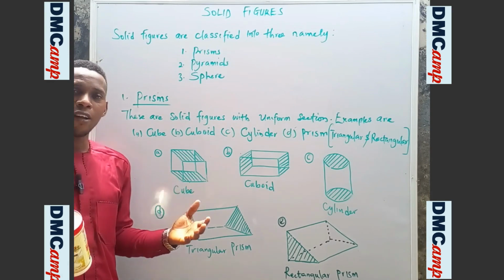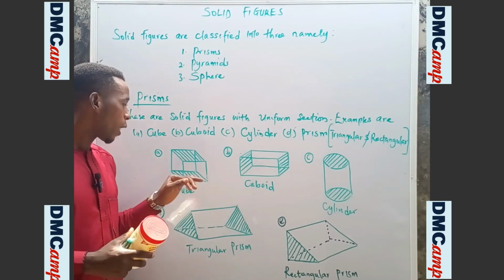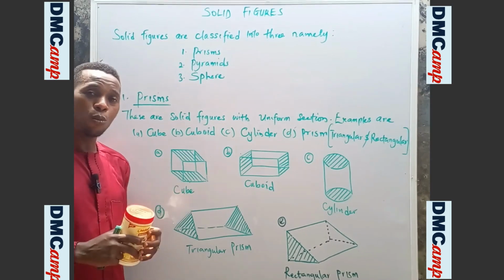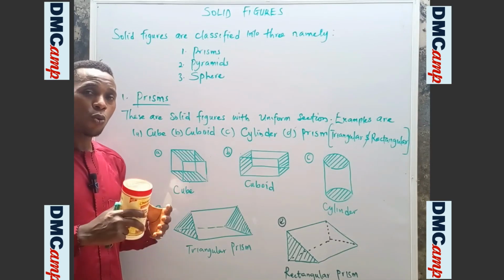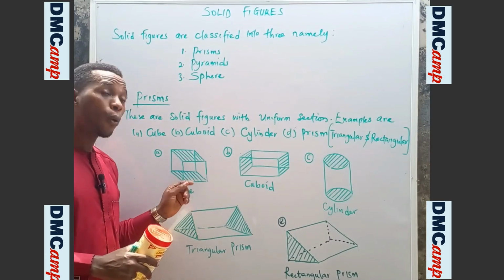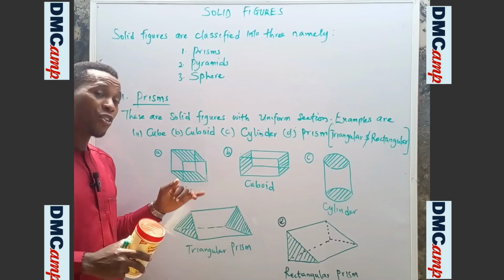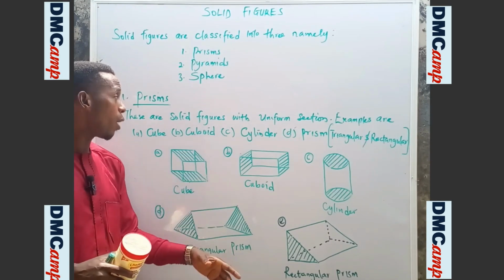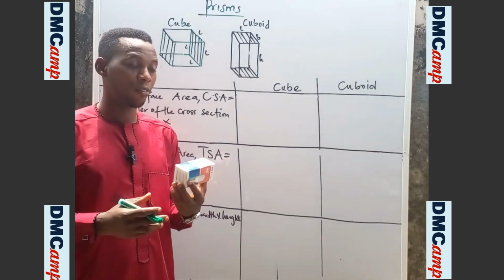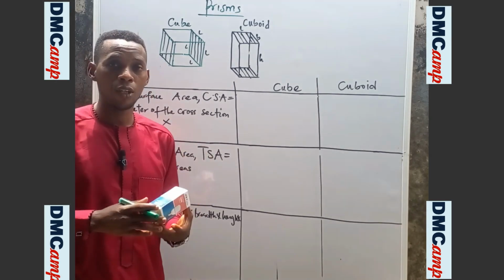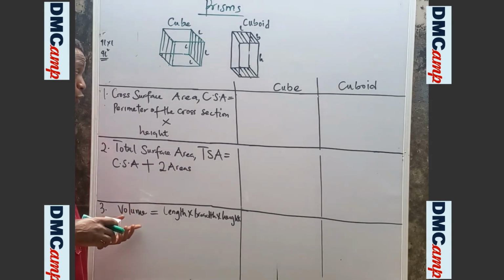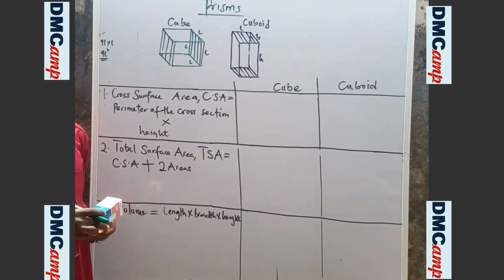Now, how do we derive? The question is, how do we derive the curved surface area, the total surface area, and the volumes of all these shapes? That is what we are going to be doing today. And I'm going to start with you by showing you how to derive the curved surface area, total surface area of these prisms. Let's see how to derive the curved surface area, the total surface area, and the volume of the cube and cuboid.